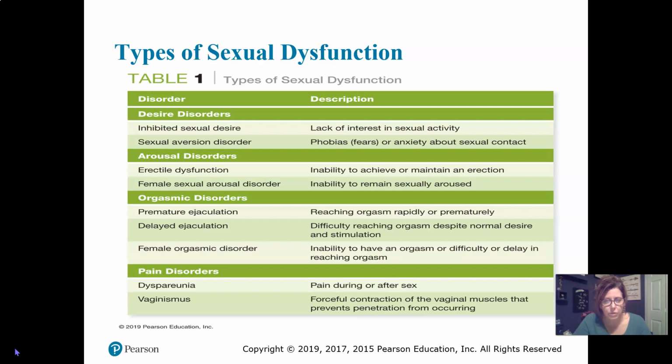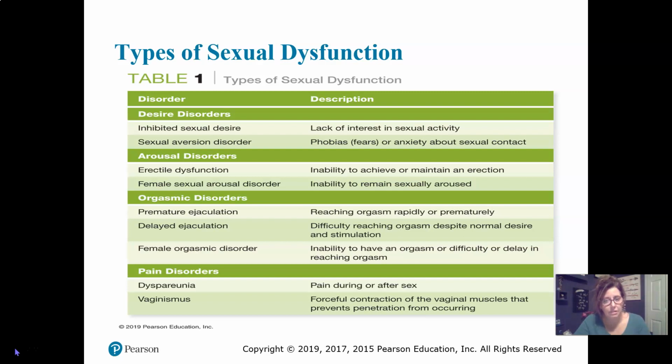So within desire disorders, there's a lack of interest in sexual activity, and a person could be experiencing phobias, fears, or anxiety about sexual contact. Arousal disorders: inability to achieve or maintain an erection, inability to remain sexually aroused. Orgasmic disorders: reaching orgasm rapidly or prematurely, difficulty reaching orgasm despite normal desire and stimulation, inability to have an orgasm, or difficulty or delay in reaching an orgasm.